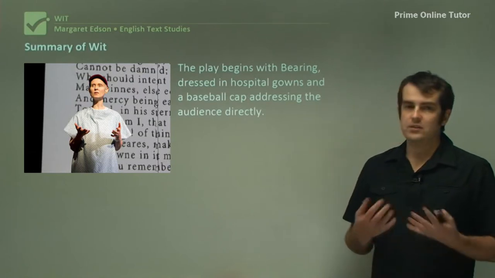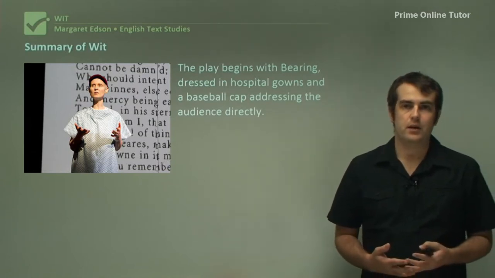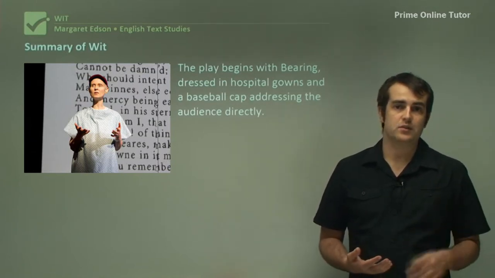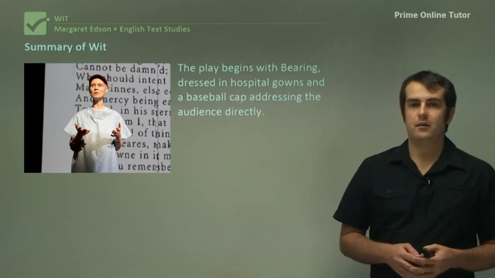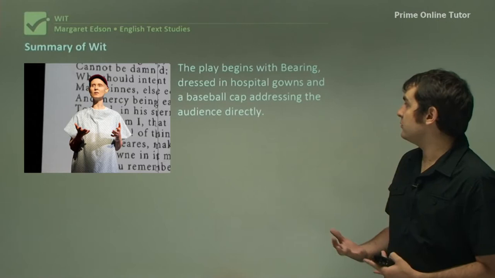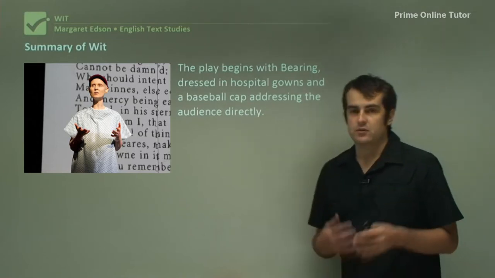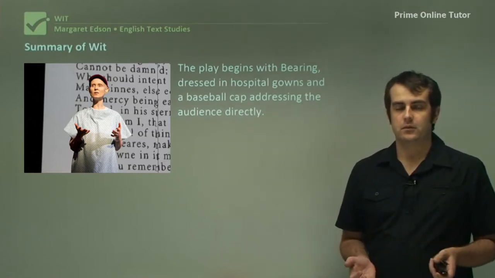Alright, let's start with just a brief overview of the play, and we'll just go through the play from start to finish, just a very quick version of it. So it begins with Bearing dressed in a hospital gown and a baseball cap, addressing the audience directly, and she does this quite frequently throughout the play.